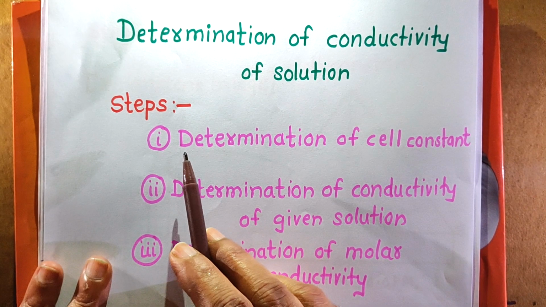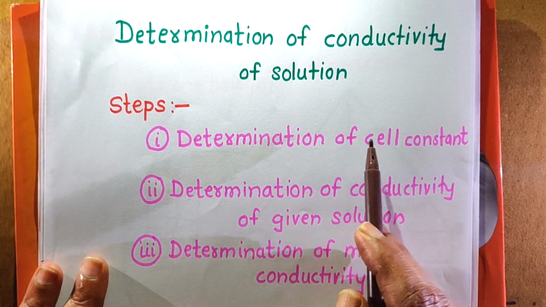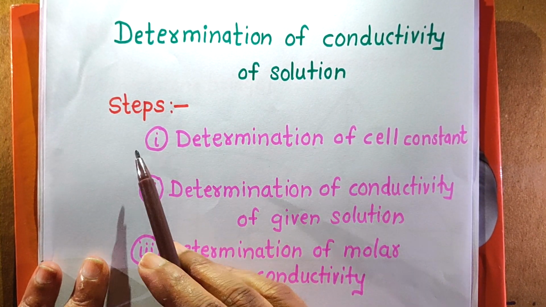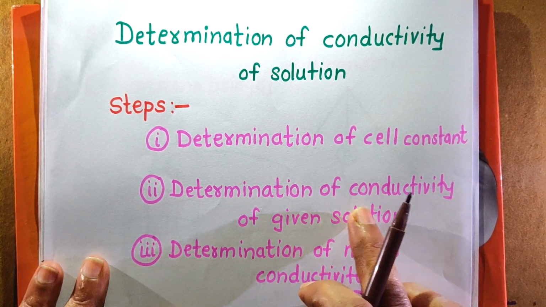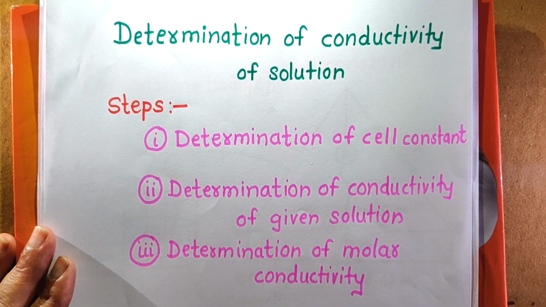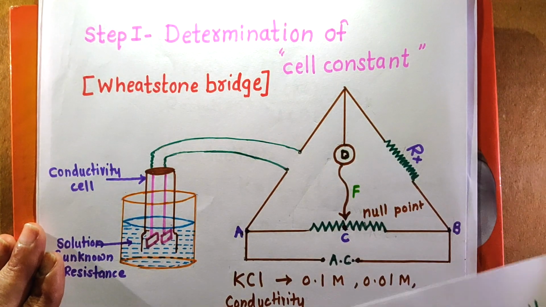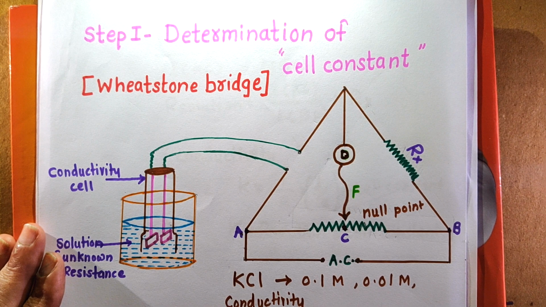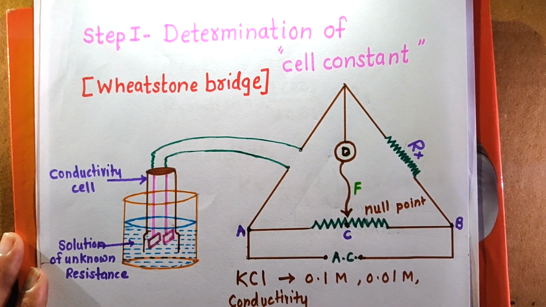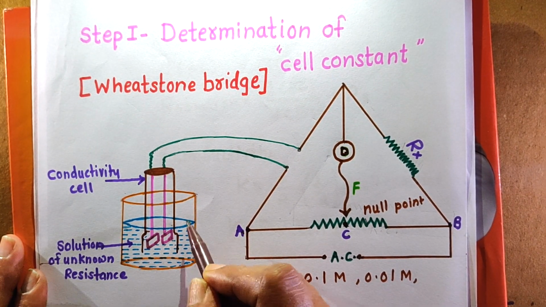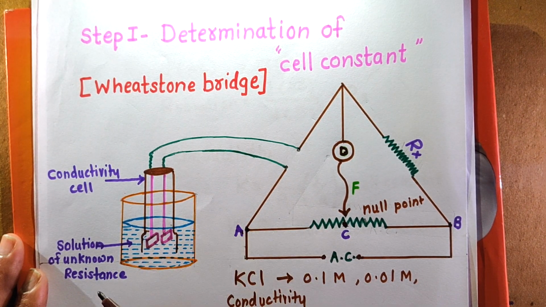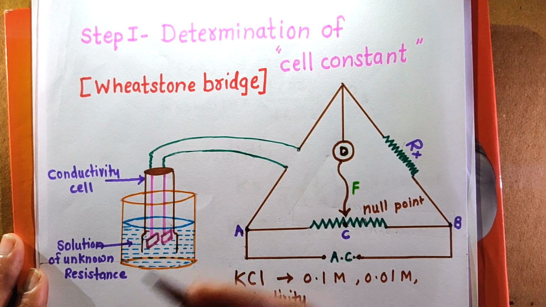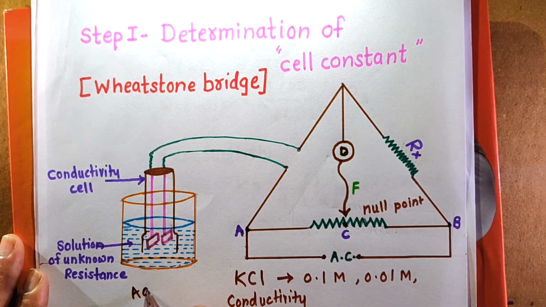Now we have seen the first step, how we can determine the cell constant of the conductivity cell. The first step is determination of cell constant. Now what is the second step? Determination of conductivity of the given solution. We have this diagram. See here again this diagram. In this we have taken first the KCl solution whose conductivity is known to us. But here remember we have to determine the conductivity of another solution. Suppose that solution is AgNO3 solution whose conductivity we have to determine.